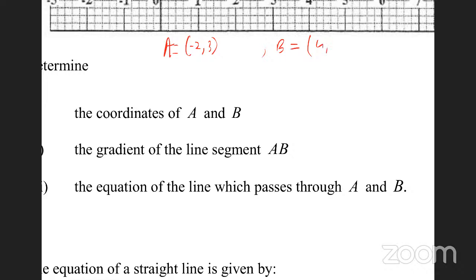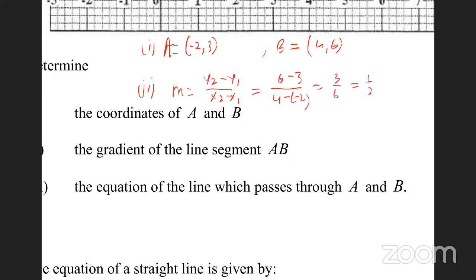Nice. That's part 1. Part 2, they want us to get the gradient. So the gradient is y2 minus y1 over x2 minus x1. So I will get 6 minus 3 over 4 minus 2. So I have 3 over 6, which is a half. All right, positive a half. It doesn't matter which one you choose as x1, y1. Just stick with that all the time. And then find the equation.